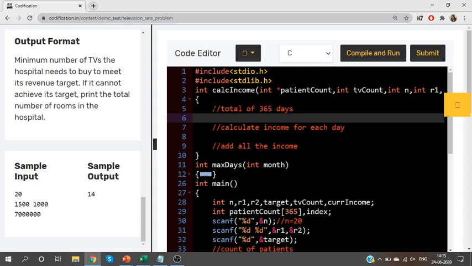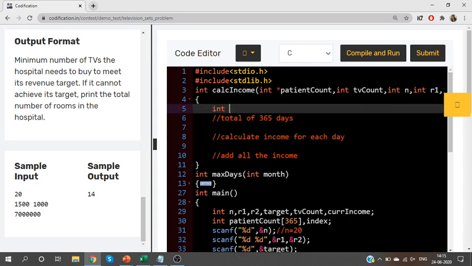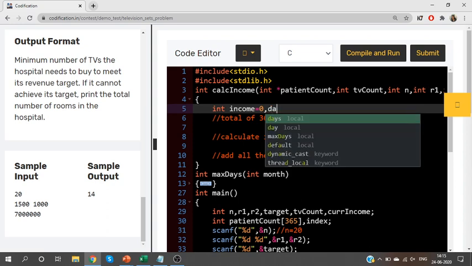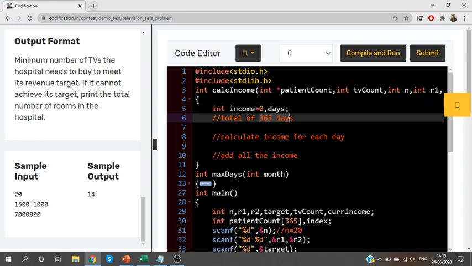See, initially income is going to be 0. Yes, I don't know what the income is going to be, so income will be 0. We need to consider all the days. All the days as in all 365 days.